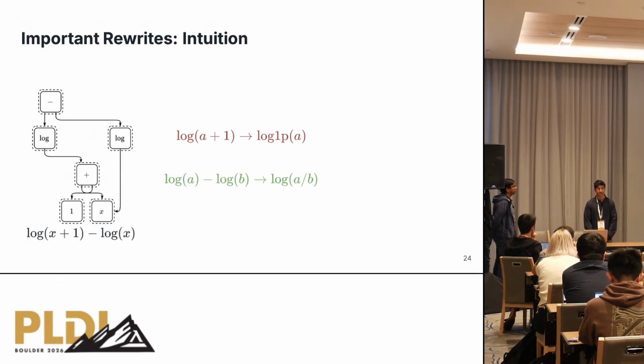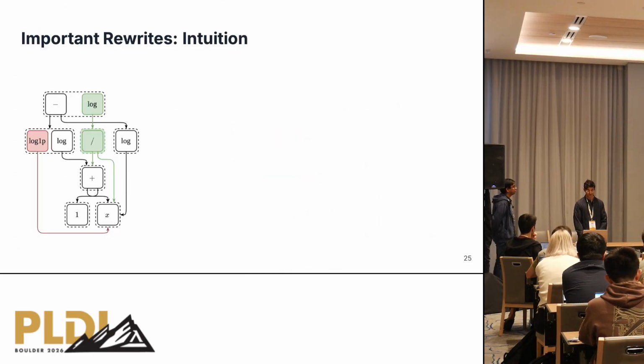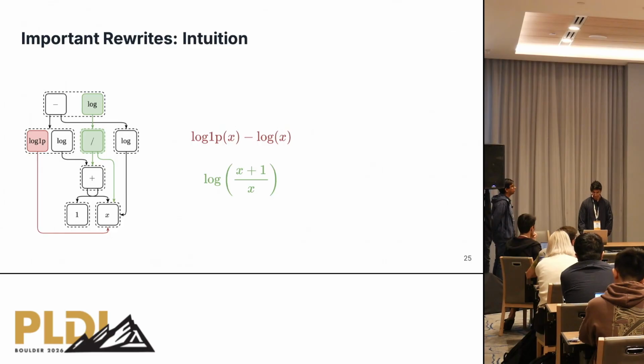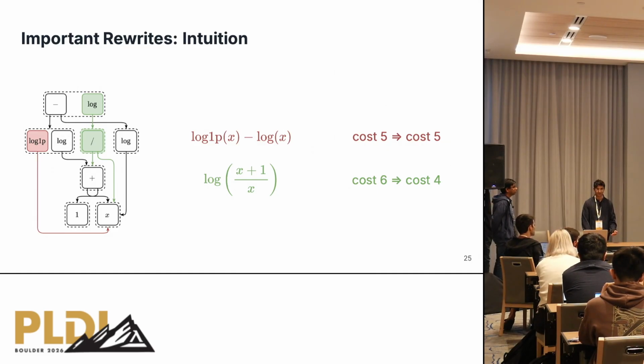So first, I want to give some intuition behind what important rewrites are. So consider this E-graph and these 2 rewrites. If we apply the rewrites, we get this E-graph, and the root E-class represents these 2 expressions. So the first expression has cost 5, and the second one has cost 6. So we might be tempted to say that the first rewrite was more important since it brought down the cost. But if we keep rewriting, we would find that the first expression's cost doesn't go down, but the second one goes all the way down to 4, which is that optimal expression from earlier.